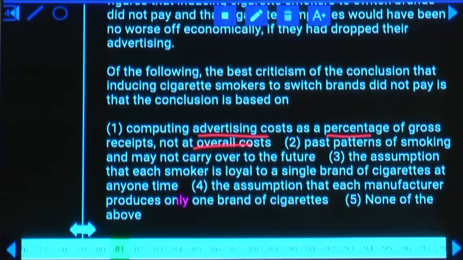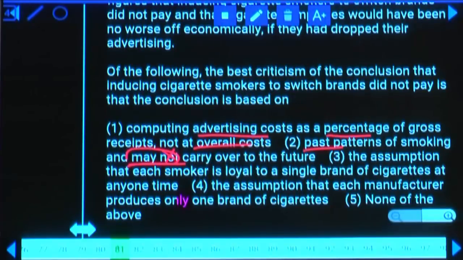And the second one, past patterns of smoking may not carry over to the future. If this person had taken this into consideration, he would not make a conclusion like this. Because he has taken into consideration that the past factors will definitely reflect in the future. He assumed that the trend followed earlier will be followed again, and that is why he said you need not spend. Here he says may not carry over. May not carry over is not the assumption of this person at all. May carry over is the assumption. Here, may not is not at all the assumption.